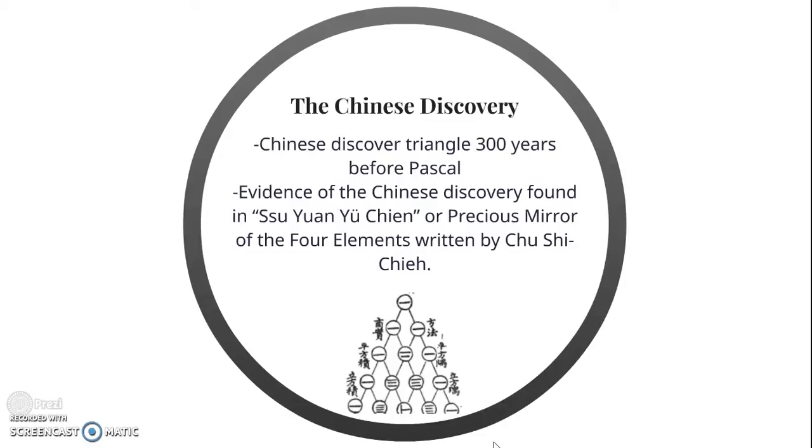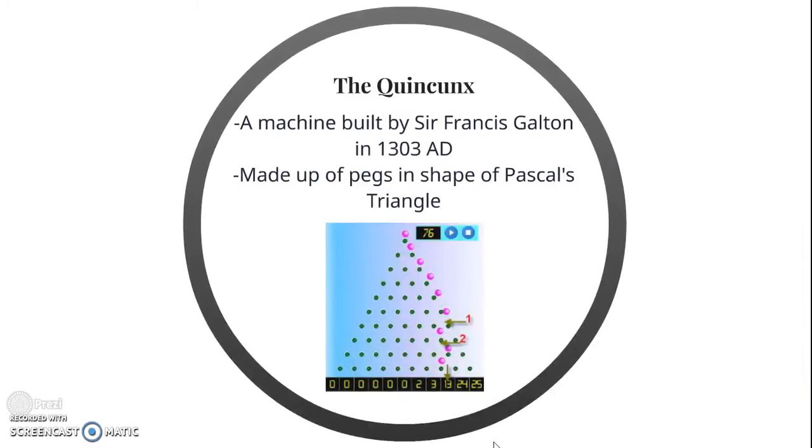Basically, evidence of this was found in Suyun Yuxian, meaning Precious Mirror of the Four Elements, which was written by Chu Shixian.